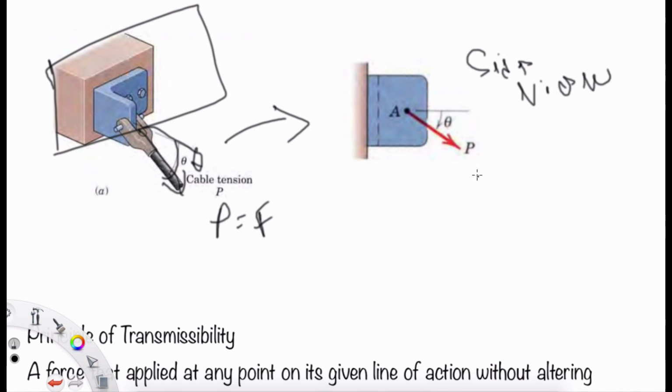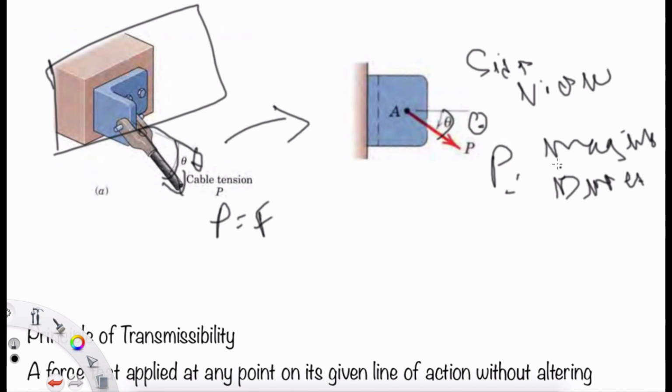So what really gives the effect on the bracket? The effect on the bracket in this case depends on P. It means it depends on the magnitude, the direction, theta, and also the point of application. If you change the point of application, or change P, or change the magnitude or the angle theta, it will give a different effect on the bracket.